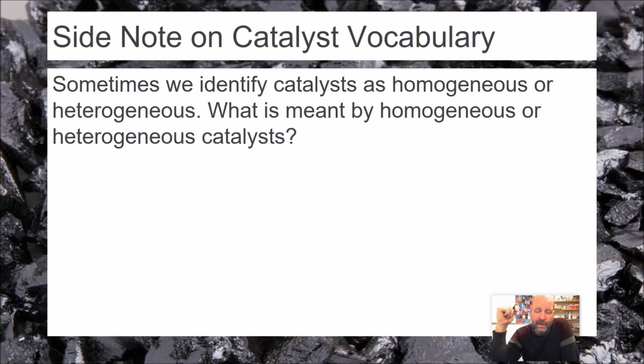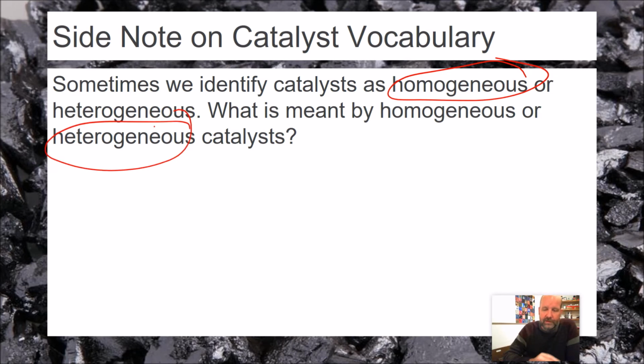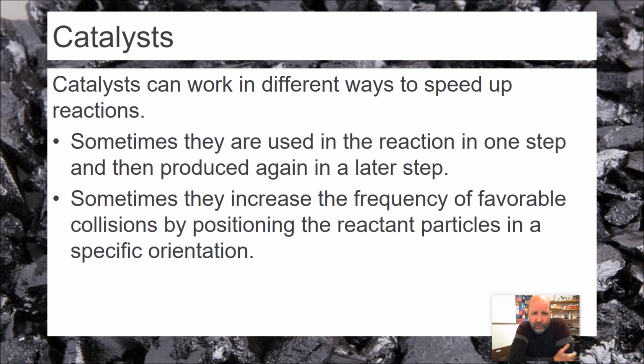Sometimes we identify catalysts as homogeneous or heterogeneous. What we mean by this is simply what state is it in. If it's in the same state as the reactants, then it's homogeneous. If it's in a different state, then it's heterogeneous. Sometimes we have gases that react on a solid, and the solid is actually a catalyst. So that would be heterogeneous, to give you an idea. Other times all of it's in solution, including the catalyst. So that would be homogeneous. So they could work in a couple of different ways to speed up the reaction.